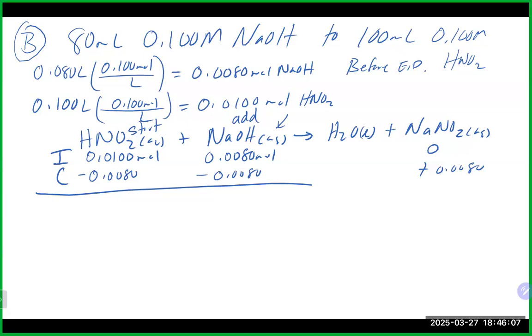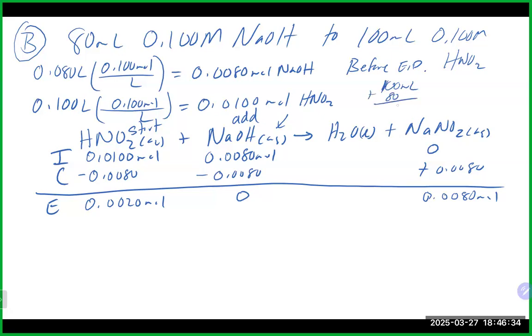And that means when we do reach equilibrium here for our nitrous acid, 0.01 minus 0.008, 0.002 moles. We'll have 0 of that and 0.008 moles of this guy here. We do want our total volume at this point. So we started with 100 milliliters of the acid. We added 80 milliliters of the base. That gives us 180 milliliters of total volume at this point.